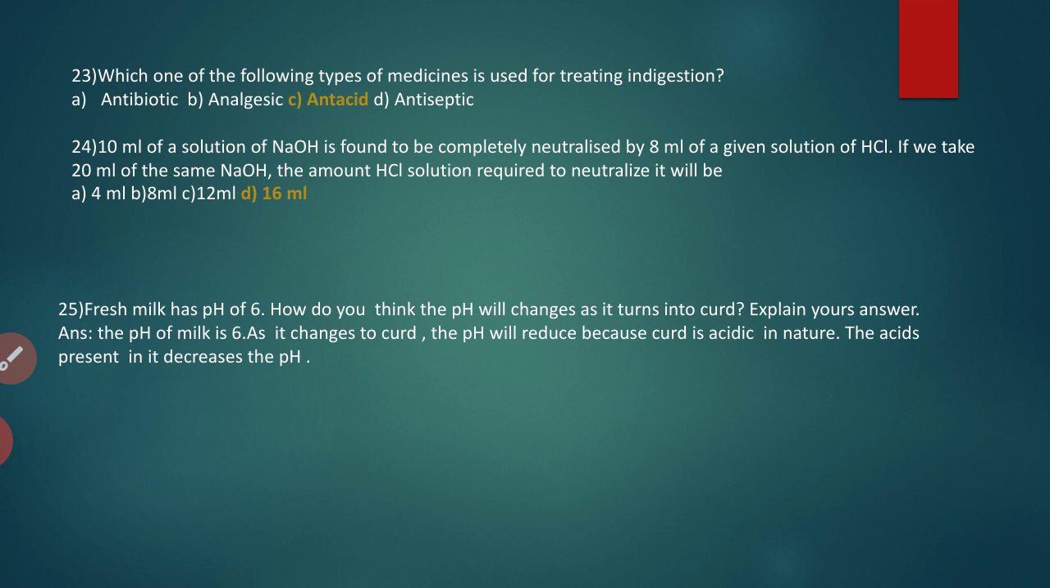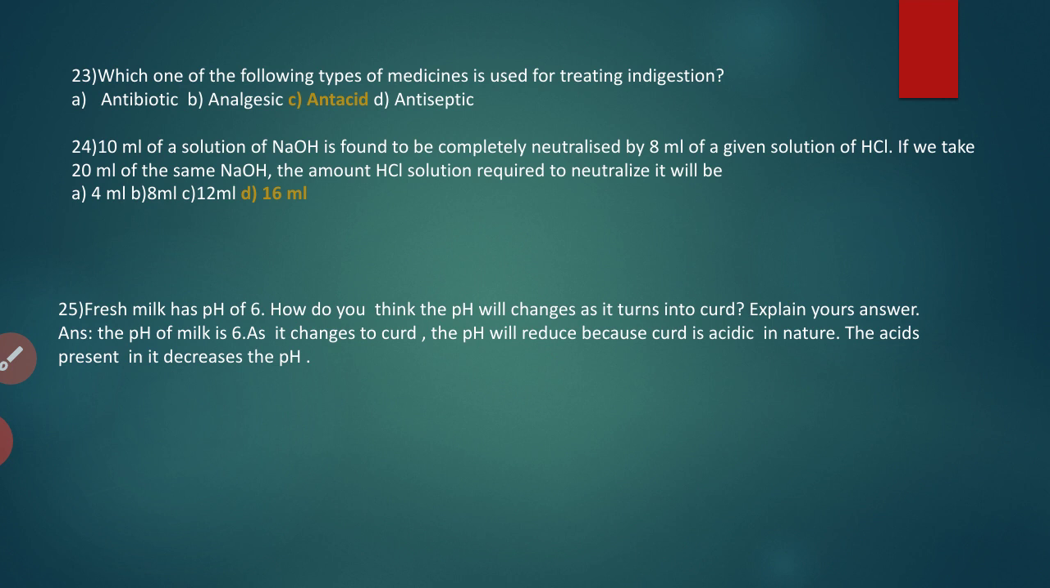So what is the right answer? You can easily eliminate the options. So the right answer is antacid. Next one: 10 ml of solution of sodium hydroxide is found to be completely neutralized by 8 ml of a given solution of hydrochloric acid. If we take 20 ml of the same sodium hydroxide, what would be the amount of hydrochloric acid solution to neutralize it?